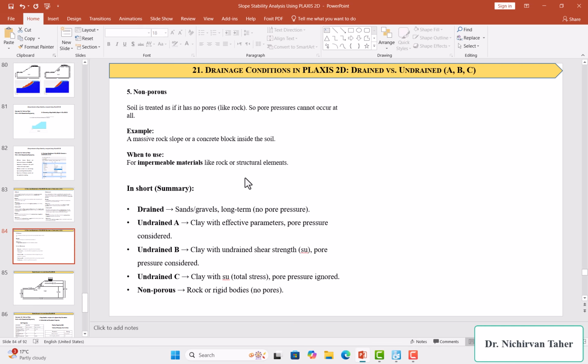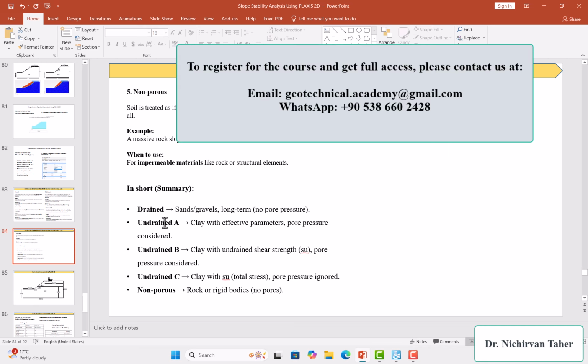So as a conclusion and summary, the drained condition is used for sand or gravels in long-term condition, so no pore pressure is generated. Undrained A is used, for example, in clay with effective parameters, effective cohesion and effective internal friction angle, and pore pressure is considered. And undrained B is used in clay with undrained shear strength, so pore pressure is also considered.